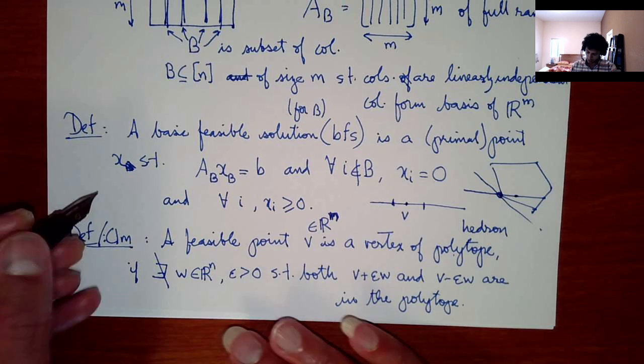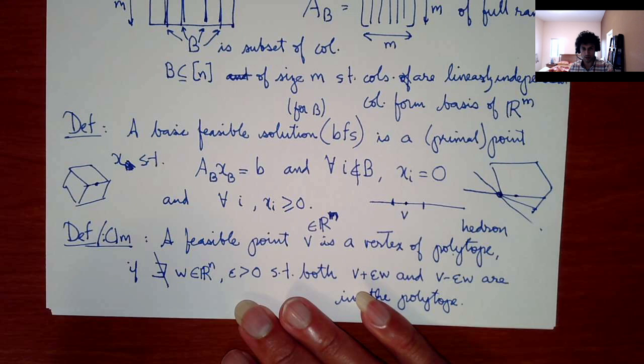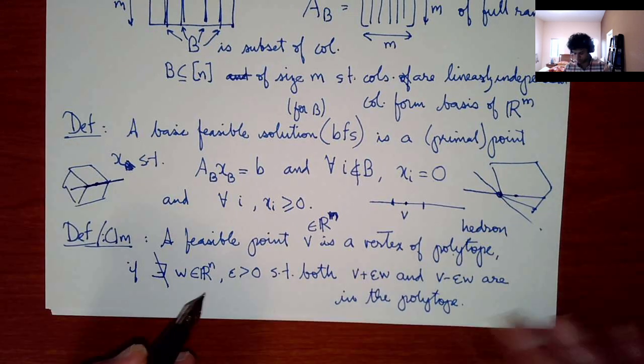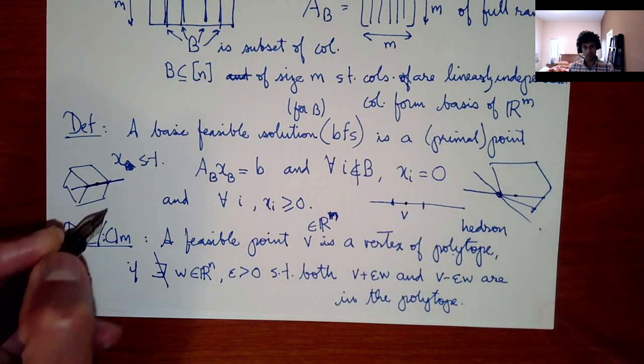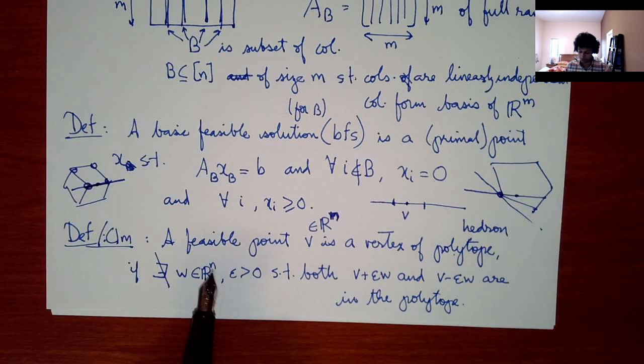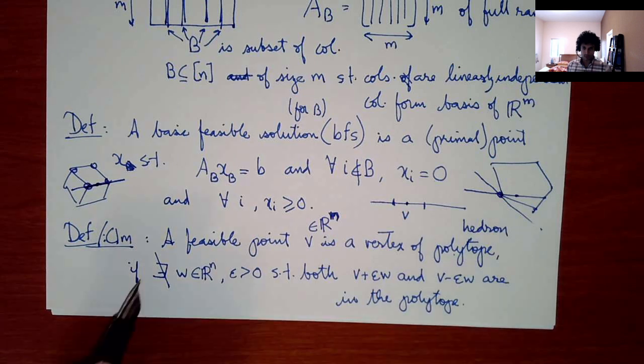I'll draw maybe a 3D figure over here just to show you that if you have a point on this, you could look at this line and therefore it would fail the definition. Therefore points along this line are also not vertices. It's only the corners that are going to be vertices. So a feasible point is a vertex of the polyhedron if and only if there does not exist any W so that both V plus epsilon W and V minus epsilon W are in the polytope. Okay, is this clear? Any questions about this definition? Definition, claim?